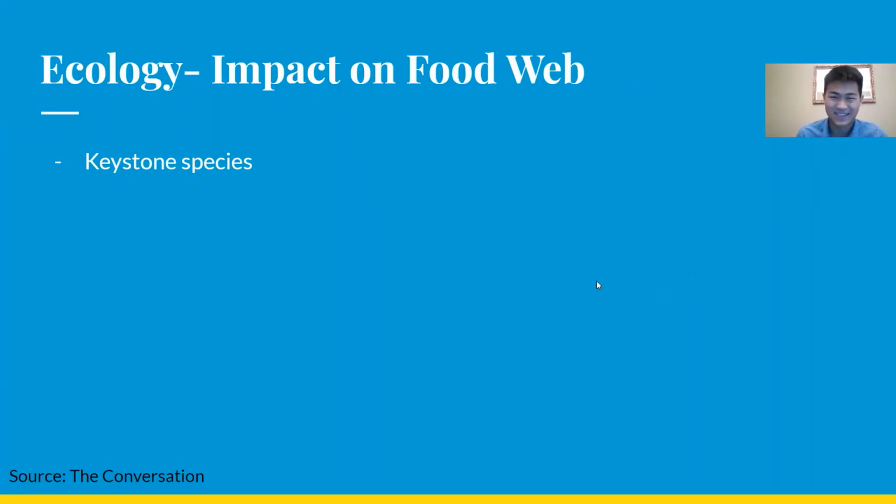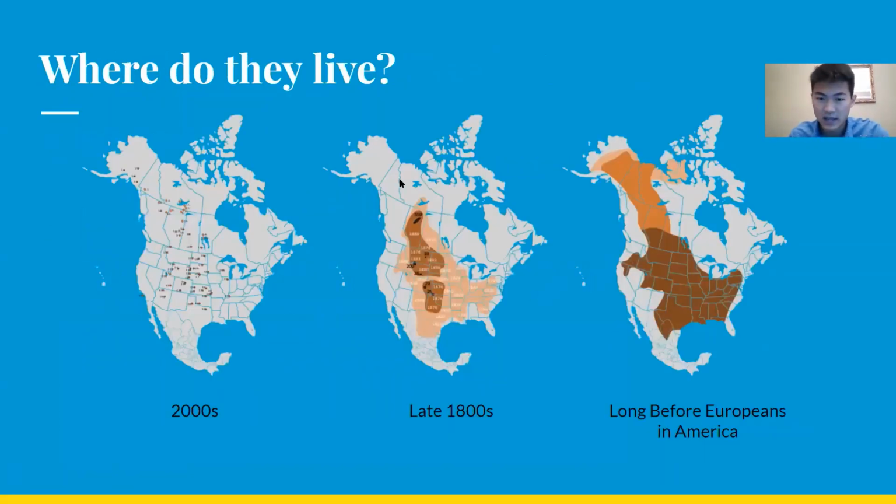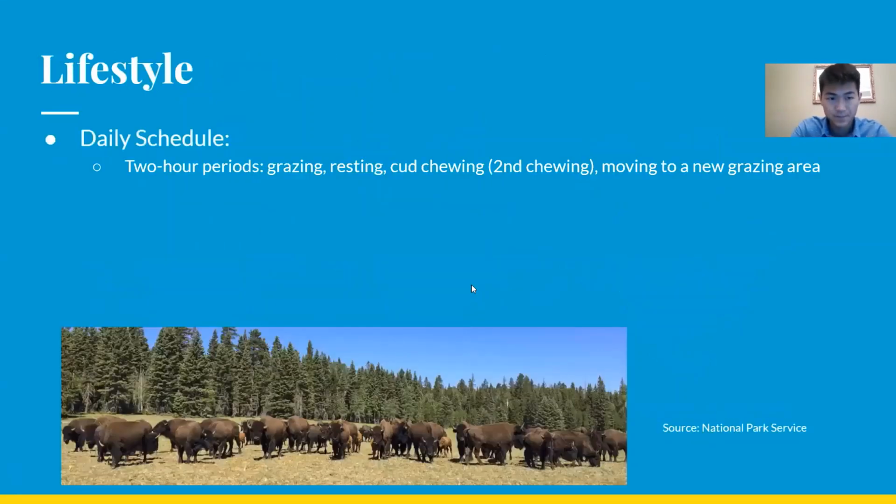Oh, sorry, I almost had to sneeze. Whew. So let's talk a bit about specifically how they impact the food web and the ecosystem, right? They live in prairies and the Great Plains, as I showed in the previous picture, right? In the middle of the United States, that's where a lot of open plains are, right?